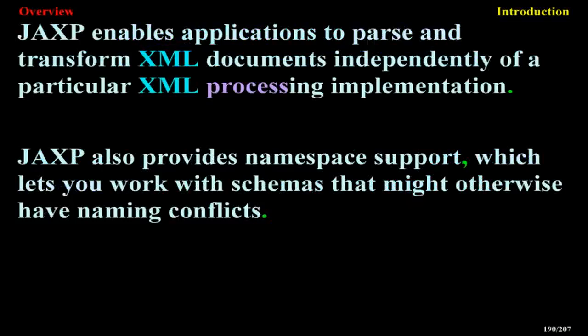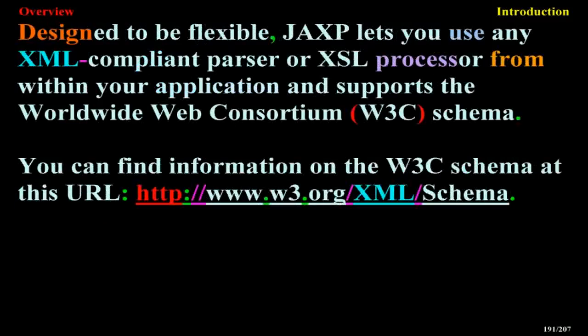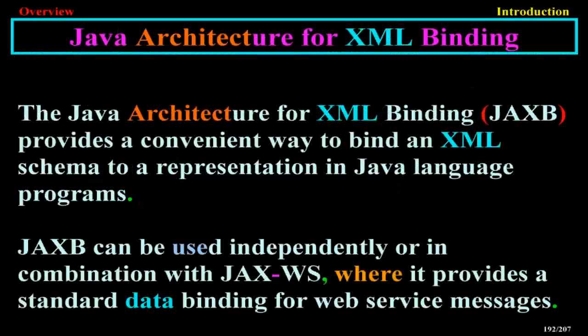JAXP also provides namespace support, which lets you work with schemas that might otherwise have naming conflicts. Designed to be flexible, JAXP lets you use any XML-compliant parser or XSL processor from within your application and supports the World Wide Web Consortium W3C schema. You can find information on the W3C schema at this URL: http://w3.org/XML/Schema.